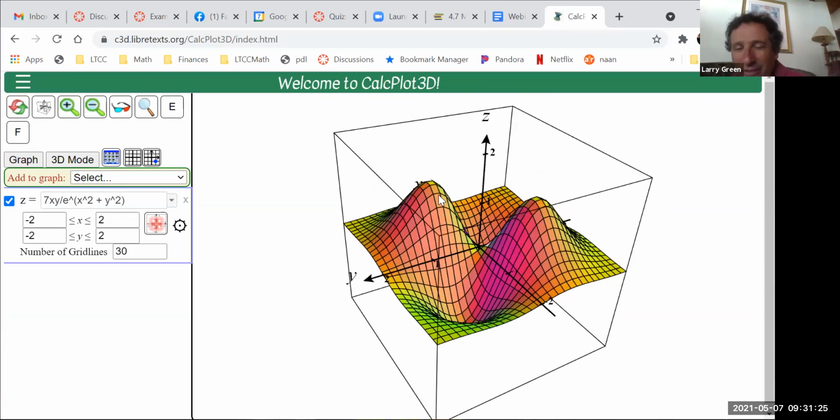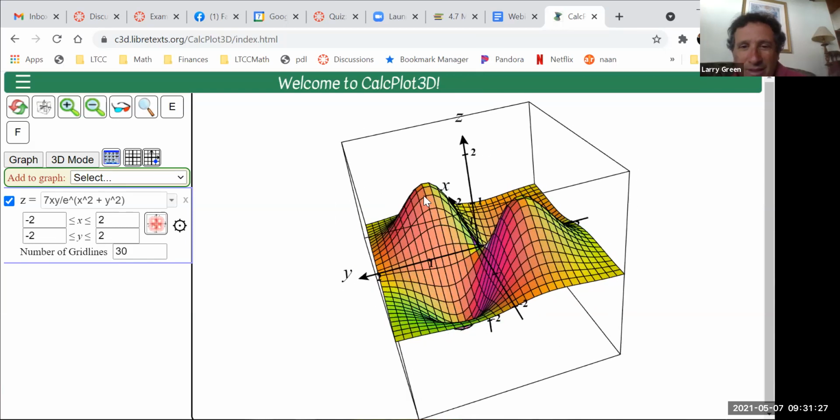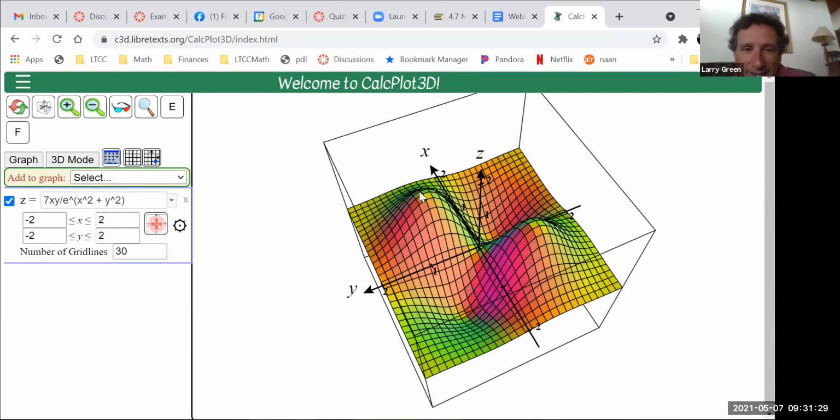Yeah, there's two of them. Okay, and the reason I say this one right here is a local maximum is I can take a little tiny disk near that point, and around that disk, if I just look at this spot, then that value of z is the highest point in that little area. Does that make sense?